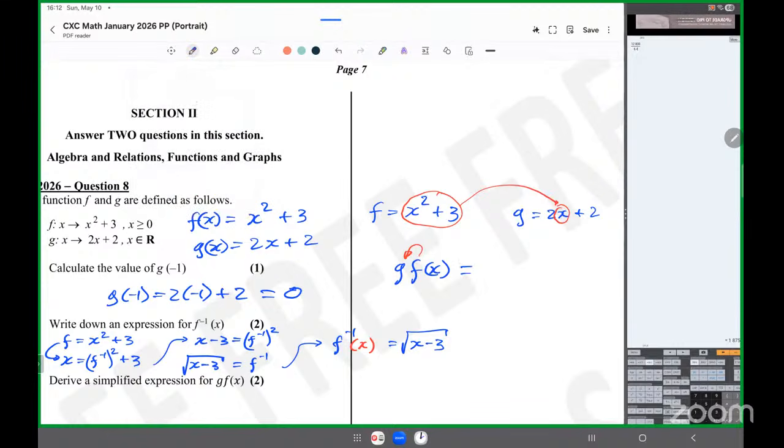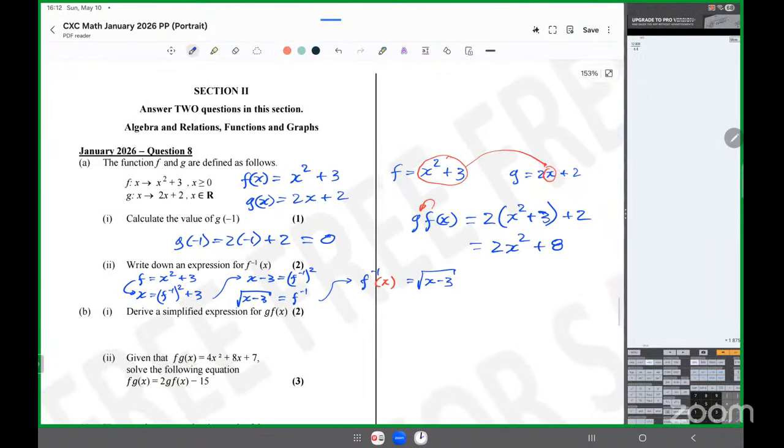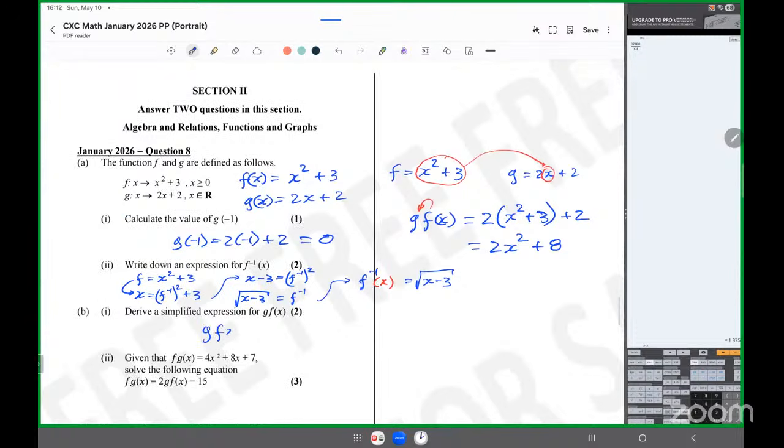That becomes equal to, we're going to put back the 2. Where that x is, we're going to put back x squared plus 3, all of the f there. And then put back this plus 2 at the end. And we'll simplify this. If we expand this out, we're going to get 2x squared. 2 times 3 is 6, and 6 and 2 is 8. That's the answer right there. So g of f of x is 2x squared plus 8.